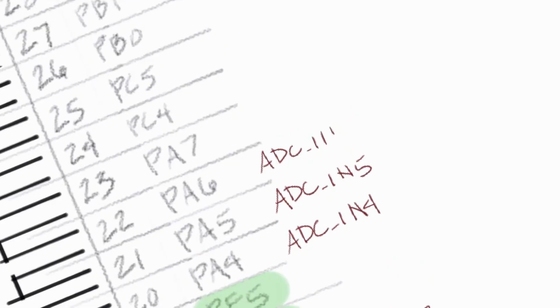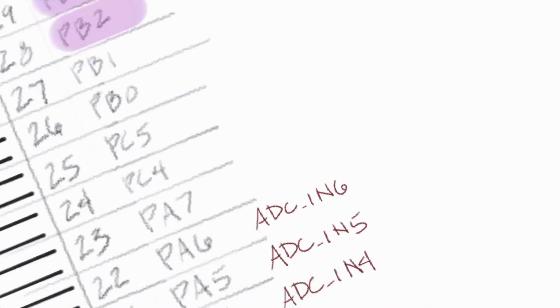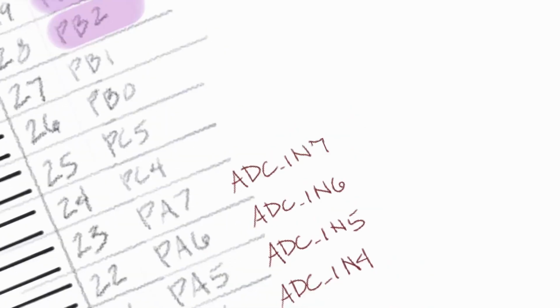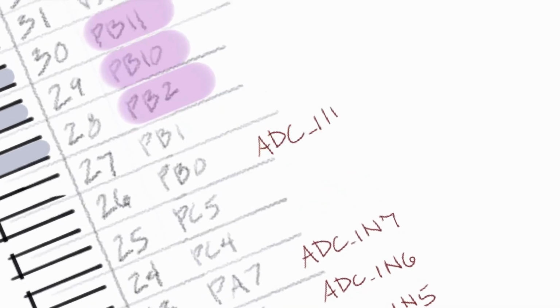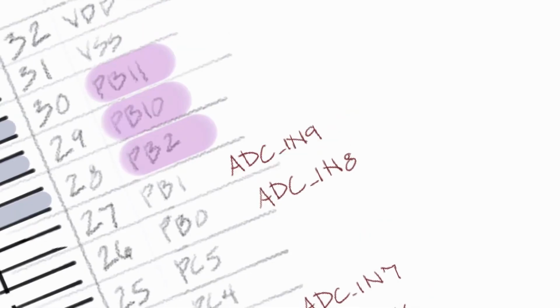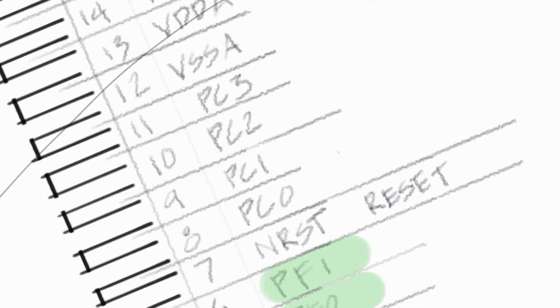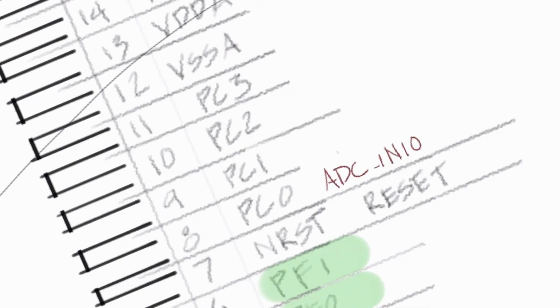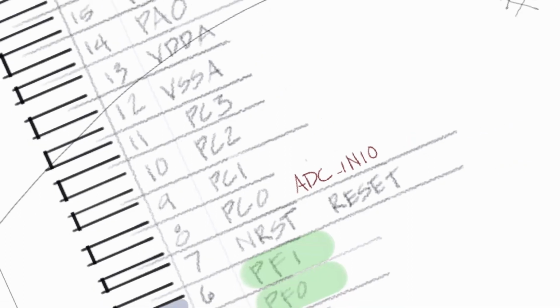Number 17 is ADC in 3. Number 20 is ADC in 4. Number 21 is ADC in 5. Number 22 is ADC in 6. Number 23 is ADC in 7. Number 26 is ADC in 8. Number 27 is ADC in 9. All the way to number 8 is ADC in 10. And these are the alternate functions, by the way, of these pins.